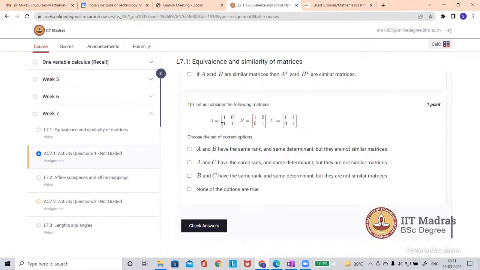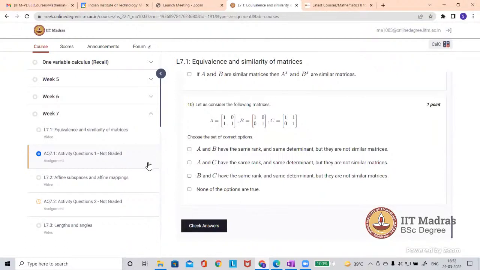Using this one, only using this one you can decide. Please check for yourself. We can easily check why these two are not similar. These two are following all three conditions of similarity, meaning the results of similarity: both have the same rank, same determinant, same trace. So please check. You can easily say that A and B are not similar.